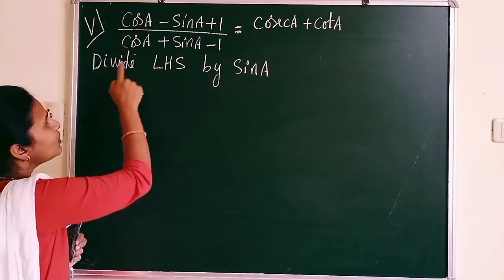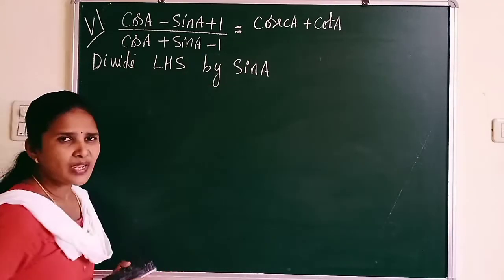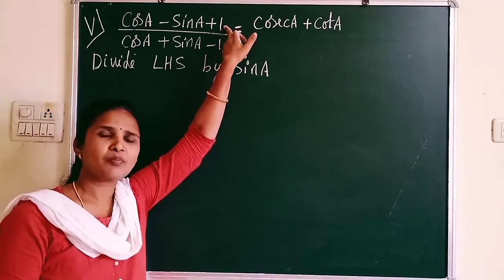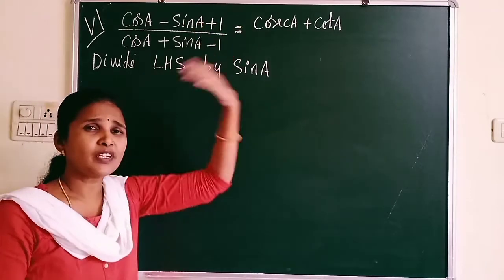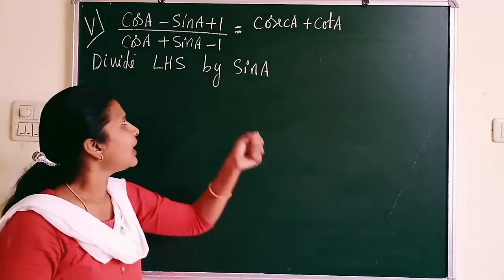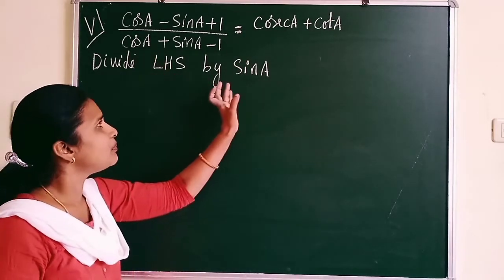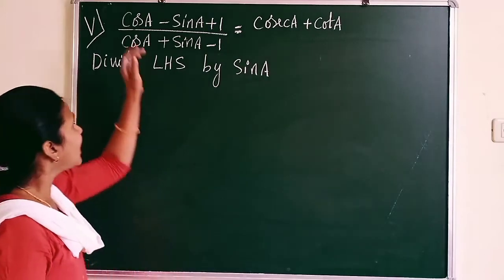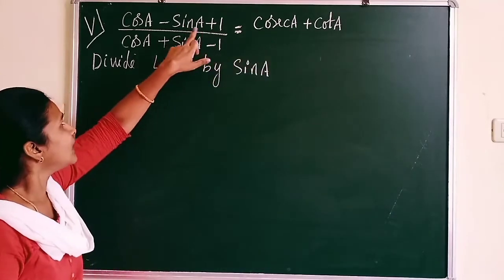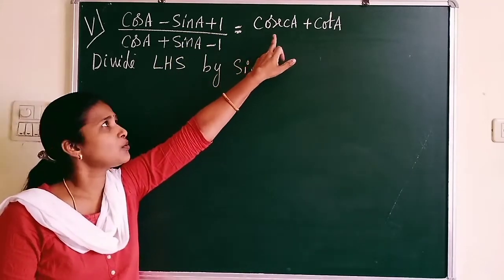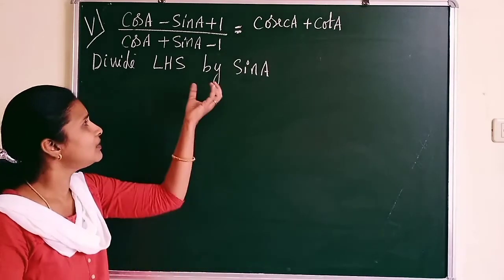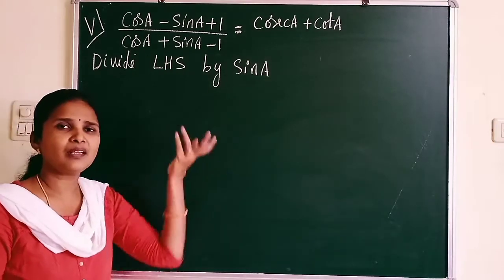So what I am doing now is dividing the left hand side by sin a. Why am I doing this? If I directly take 1 as the identity sin square plus cos square, I cannot further use any algebraic identity to get cosec plus cot. So we divide each term of the left hand side by sin a. When I divide cos by sin, you get cot, which is there in the RHS. And when I divide 1 by sin, you get cosec, which is also there in the RHS. So to get the terms in the RHS, first let us divide all these terms by sin. Then later we will see what happens.